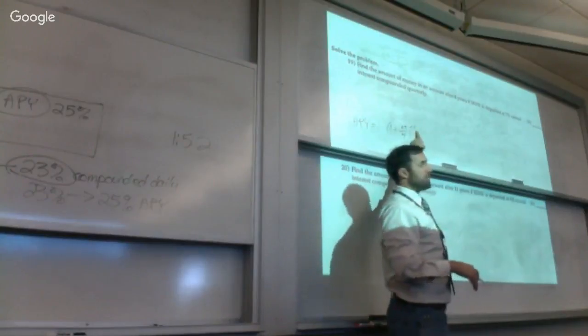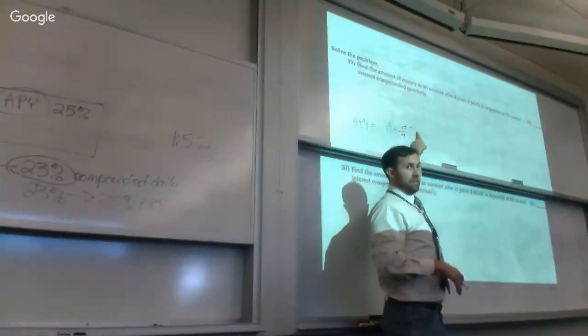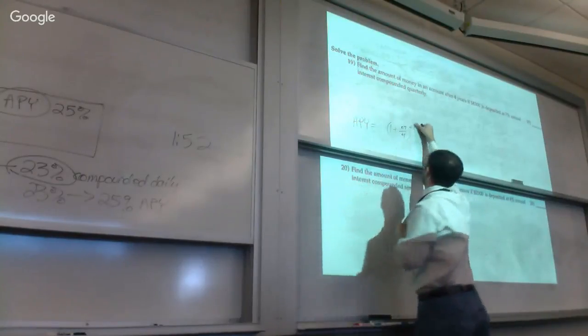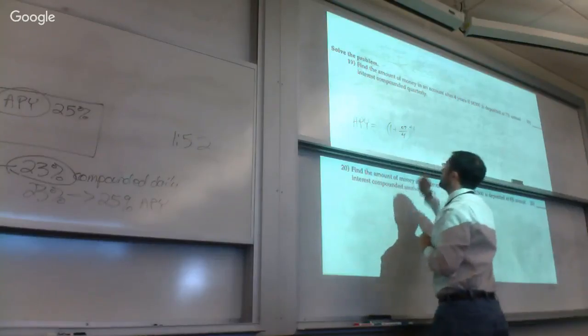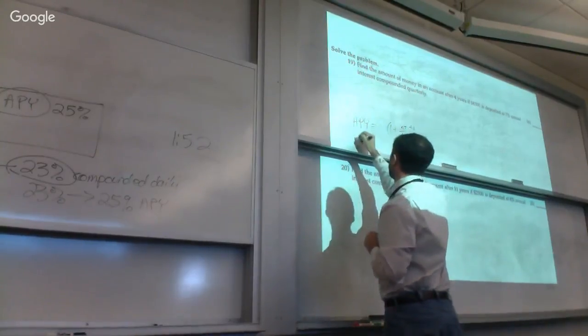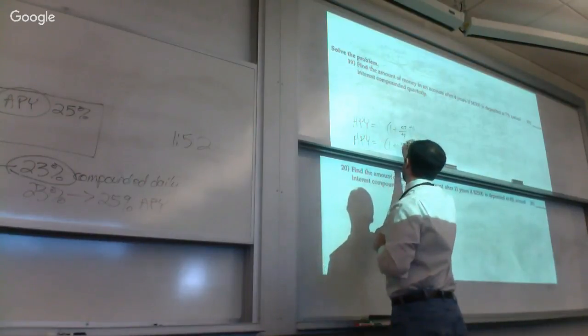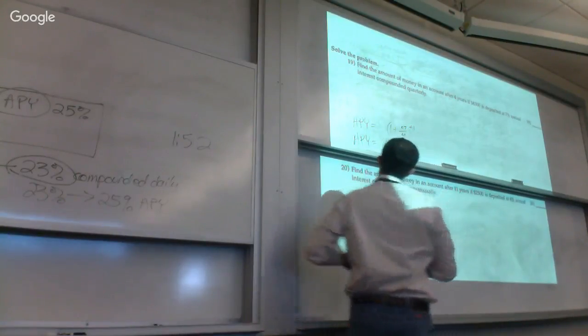And then what should I put in for T? Since we're trying to find the annual percentage yield for 1 year, you just put in a 1. So that would be your formula for APY. The formula for APY is just 1 plus R over N, to the N.